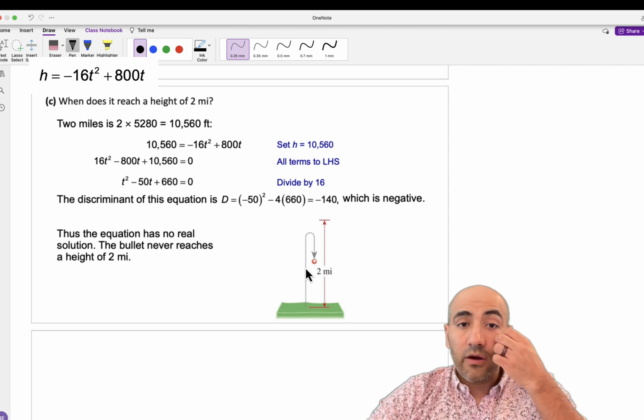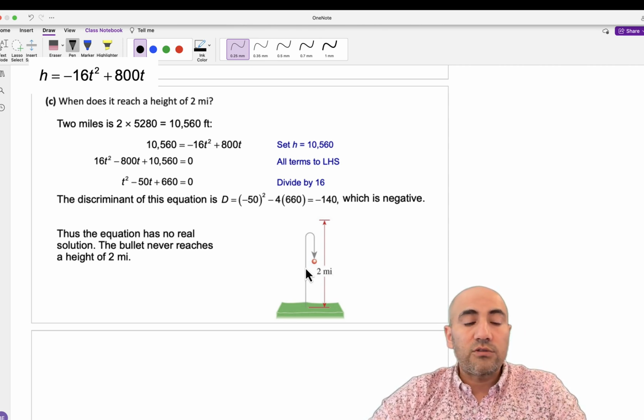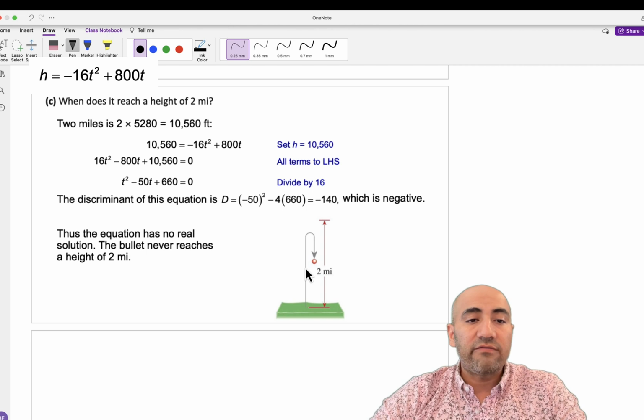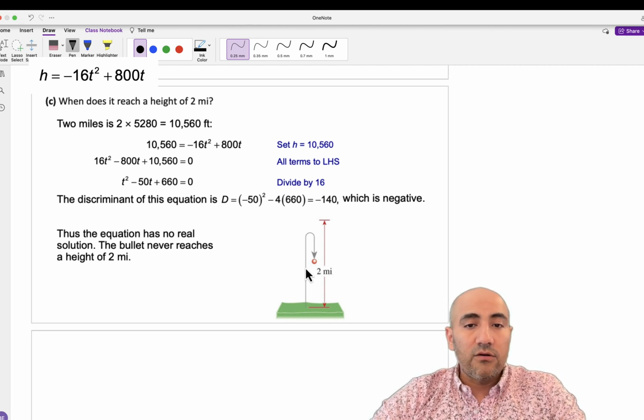So we go back to our equation where h is equal to 10,560. We get 10,560 equals negative 16t squared plus 800t. Just like before, we move everything to one side and try to factor it. 16 factors out of all three terms, so that simplifies to t squared minus 50t plus 660 equals 0. Maybe you would try to factor it for a little bit, but I think you'd have a hard time trying to figure out if there is a solution.